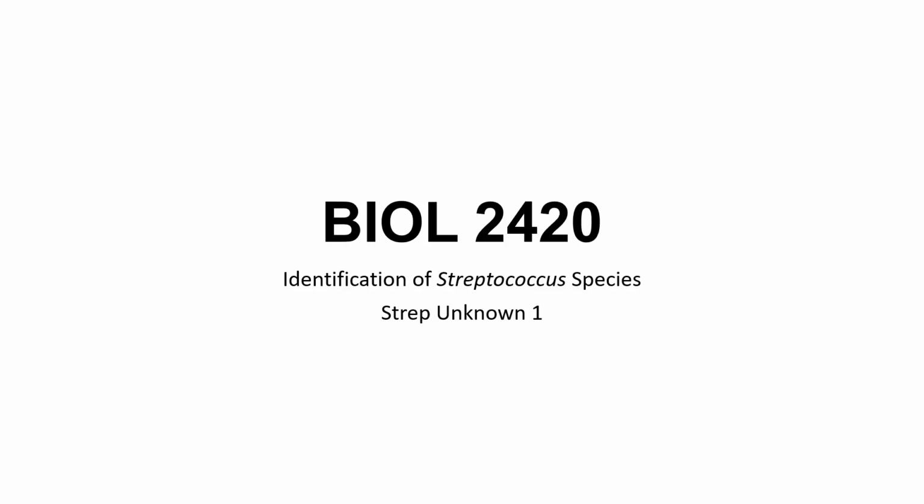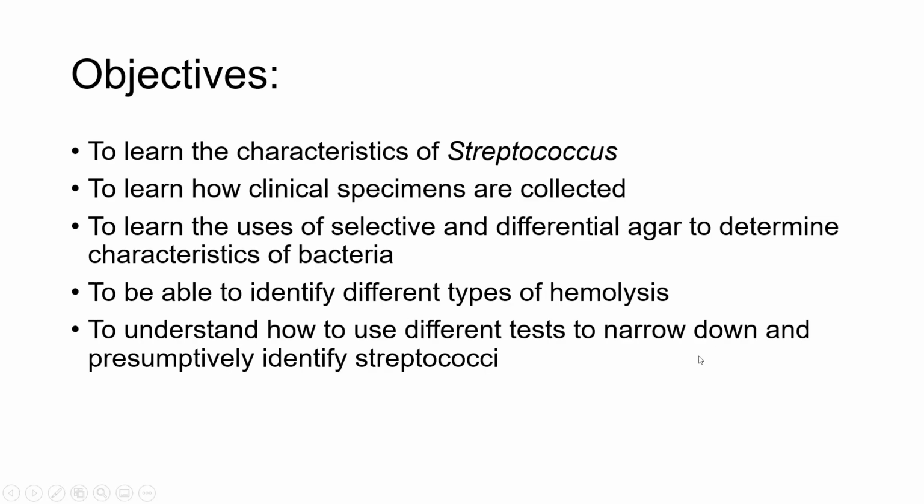Okay, the purpose of this training is to walk you through the steps for identification of Streptococcus species, and this is Strep Unknown 1. I'm calling this the student training module. So here are your objectives.